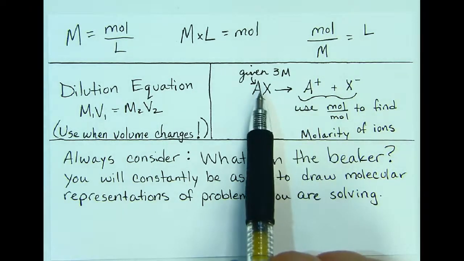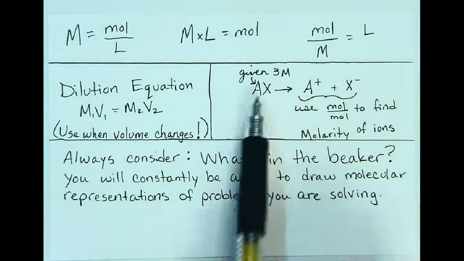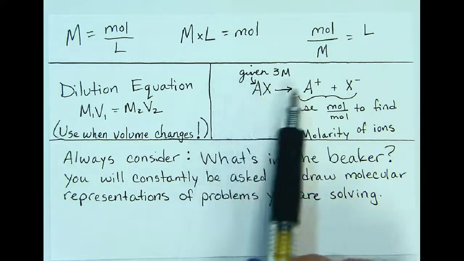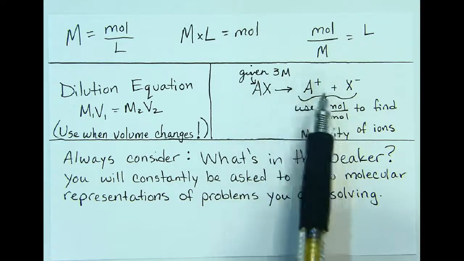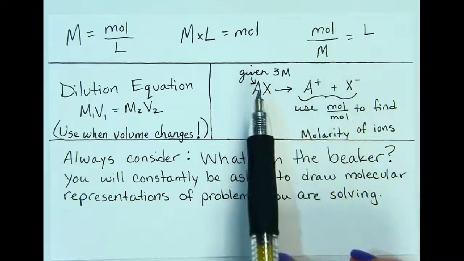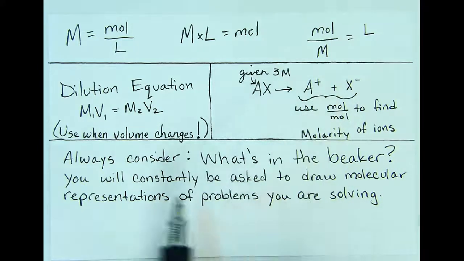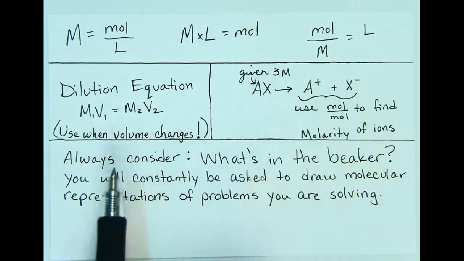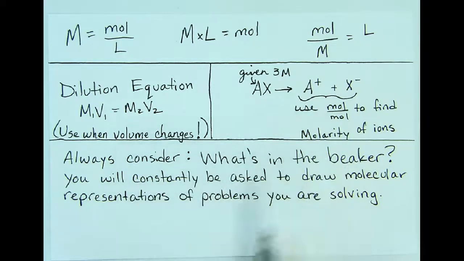If you have a solute and it dissolves and you're given the molarity of the solute, then keep in mind that it's going to dissolve and separate, and you're going to use the stoichiometric coefficients in order to determine the molarity of the individual ions that were produced. So you can just use a mole-to-mole ratio from your given to the ion that you're trying to figure out to get the molarity of ions. And then always consider what's in the beaker. You will constantly be asked to draw molecular representations of problems that you're solving.